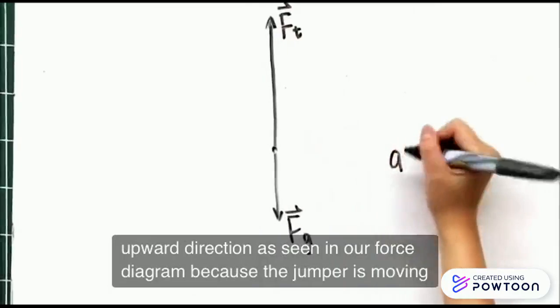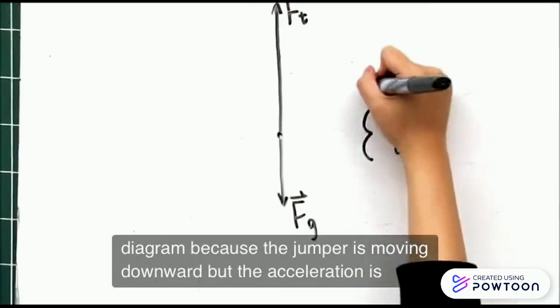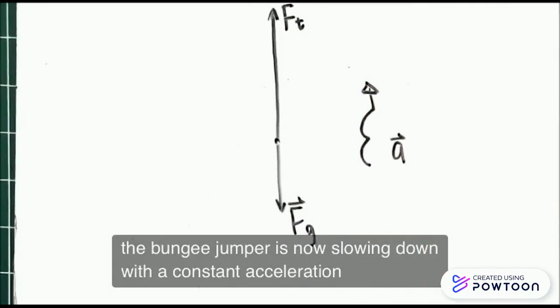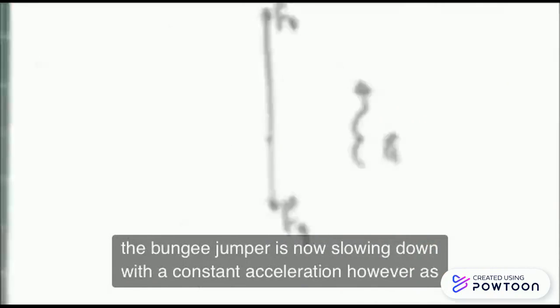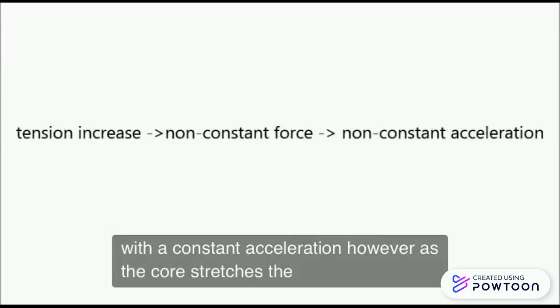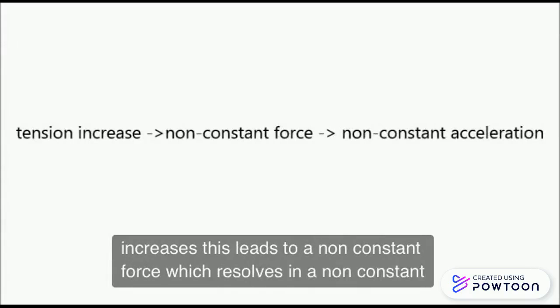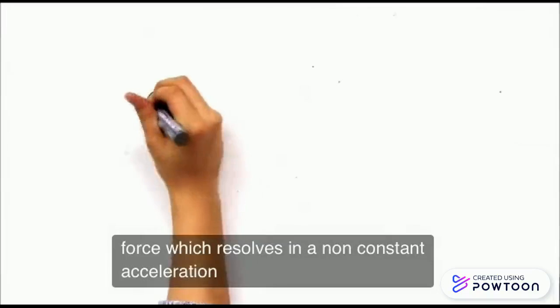Because the jumper is moving downward, but the acceleration is upward, the bungee jumper is now slowing down. However, as the cord stretches, the force of tension increases. This leads to a non-constant force, which results in a non-constant acceleration.